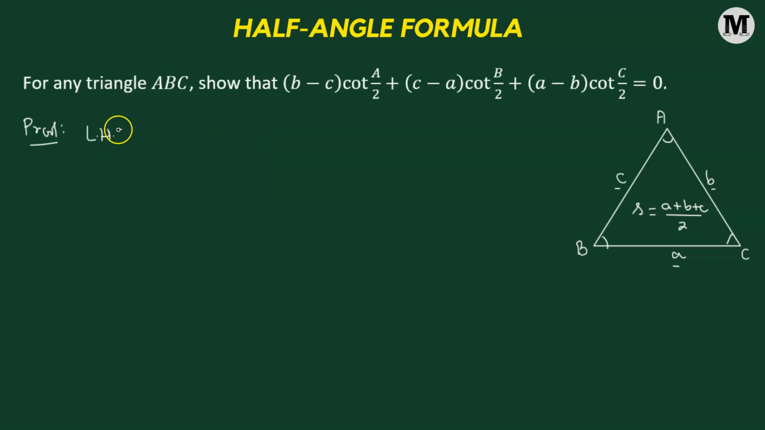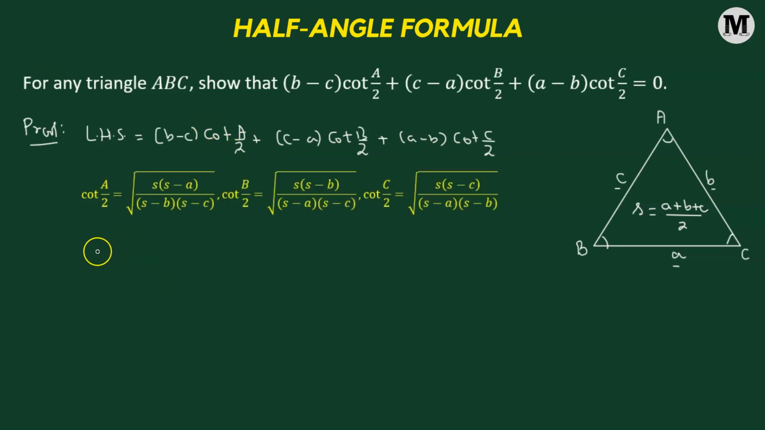So here on the left hand side we have (b minus c) multiplied by cotangent of A over 2, added to (c minus a) times cotangent of B over 2, added to (a minus b) times cotangent of C over 2. Okay, now there's a standard formula for each of the cotangent functions. It's the half angle formula. So here we will first use the value for cotangent of A over 2.